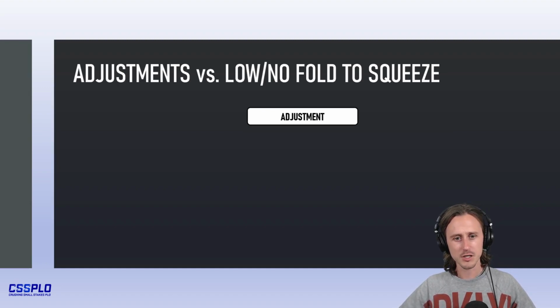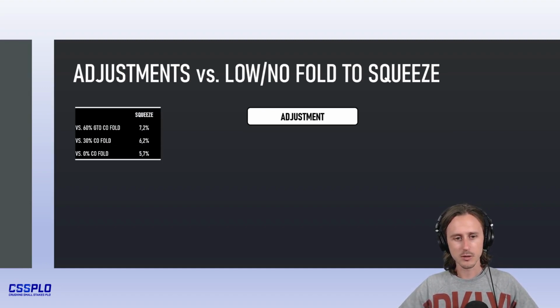Adjustments here. Let's look a little bit closer into this. So in a GTO setting, the cutoff is supposed to fold 60% of the time. So the cutoff raises, the button calls, we squeeze from the small blind, and here the cutoff should fold at low stakes, PLO 50, 60%, which makes us want to squeeze 7.2% of the time. Now, if we make the cutoff fold only half of those hands, 30%, our squeeze frequency would drop to 6.2%.